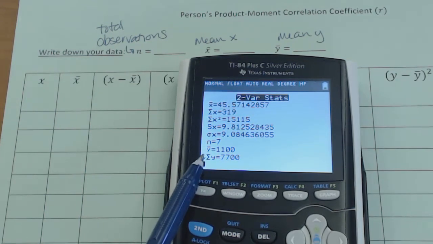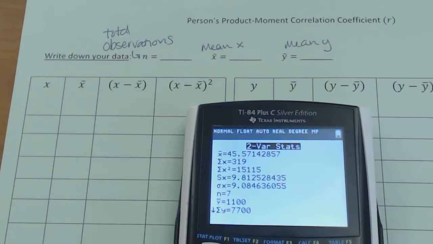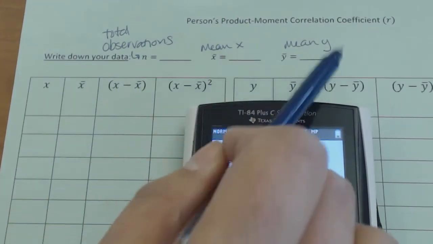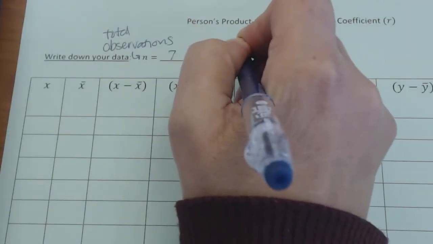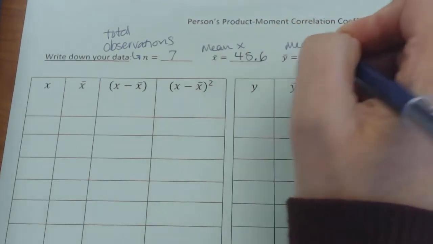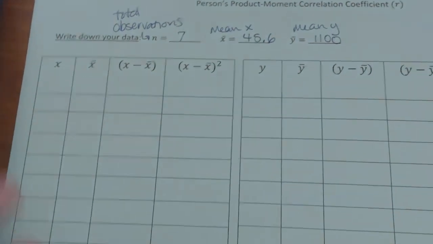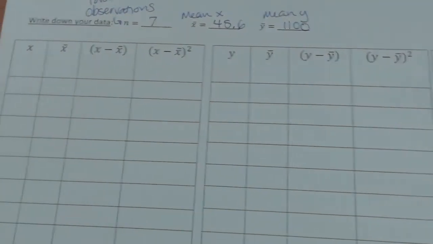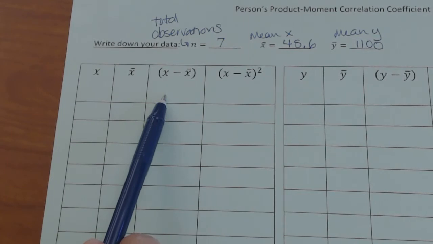And a little bit more, y bar, which is the mean of y, is 1,100. So why don't we write those three values in here? We're going to write 7, 45.6, and 1100. And now on our charts, we can begin to fill some things in. This is going to deal with our x.